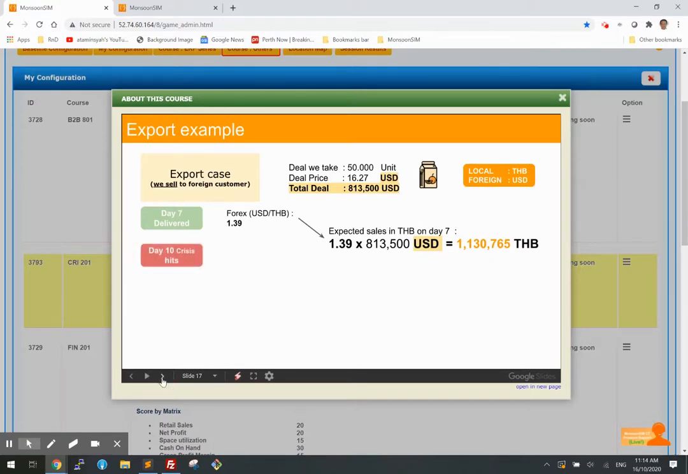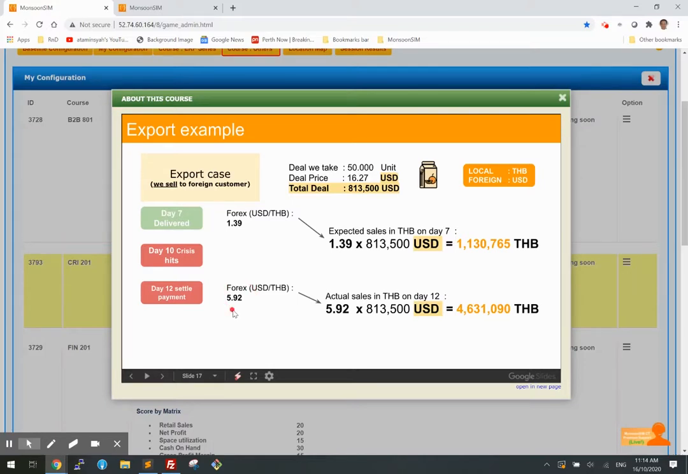However, the crisis hits on day 10, and on day 12, the forex has become 5.92, and look at what happened. You have suddenly made so much more Thai baht because your local currency has dropped significantly. Remember, your local currency is all based on Thai baht. So what happened then? The difference is 3.5 million. That goes straight into your other income, forex gain. So that is the crisis and the impacts of the crisis. So let's have a look.